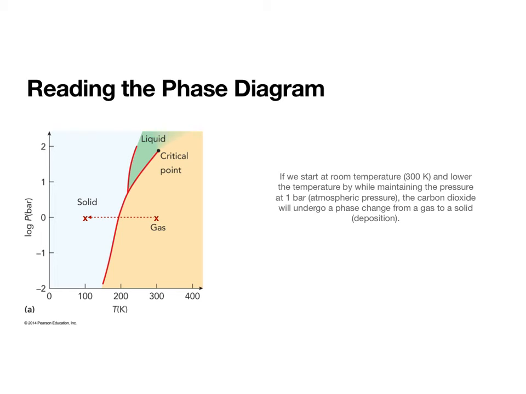Now, this phase diagram can help us figure out what happens if we change the temperature and the pressure. If we start at our room temperature gas and lower the temperature without changing the pressure, let's say to 100 Kelvin, at that point we transition from a gas to a solid, and so a phase transition known as deposition has occurred.